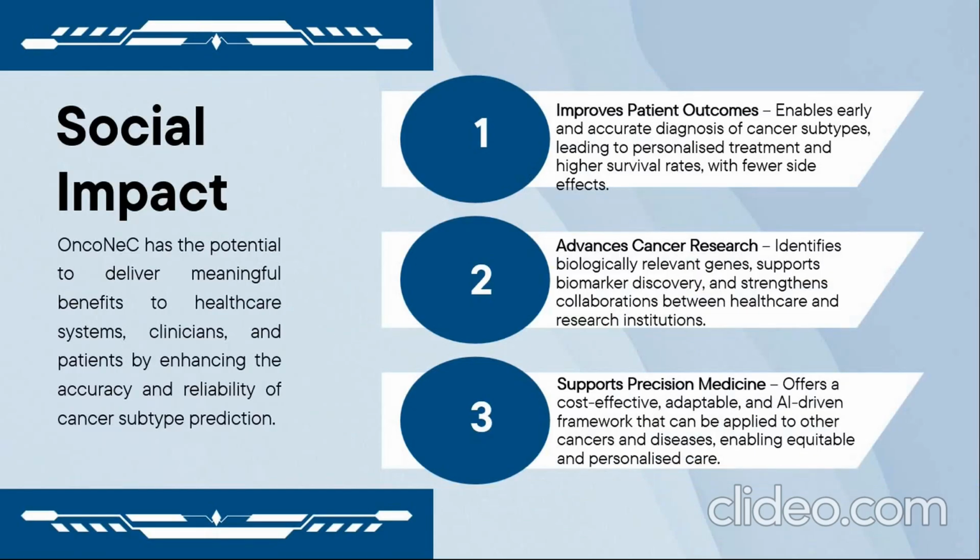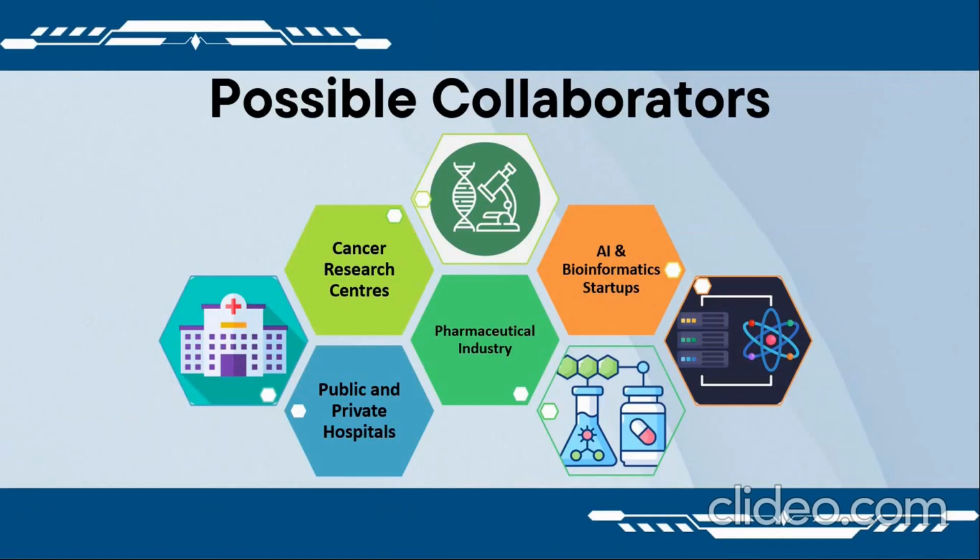Social impact. The real impact of our work is threefold. One, improved patient outcomes. Exact subtype detection means targeted treatment and better recovery chances. Two, advances cancer research. We deliver biologically validated insights that accelerate discovery. And three, supports precision medicine, from one-size-fits-all to care tailored to each patient's cancer. Three impacts, one goal: saving lives while driving science forward.